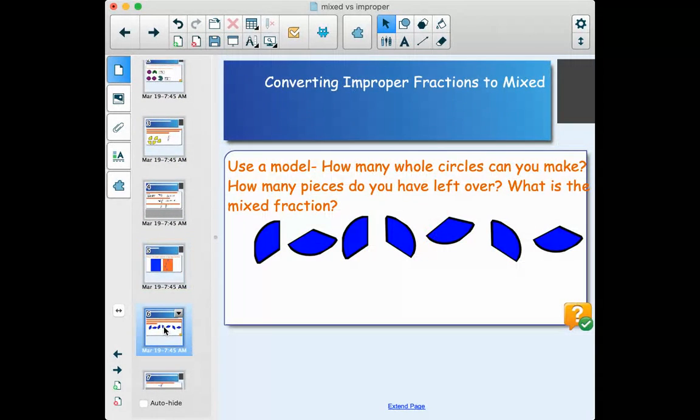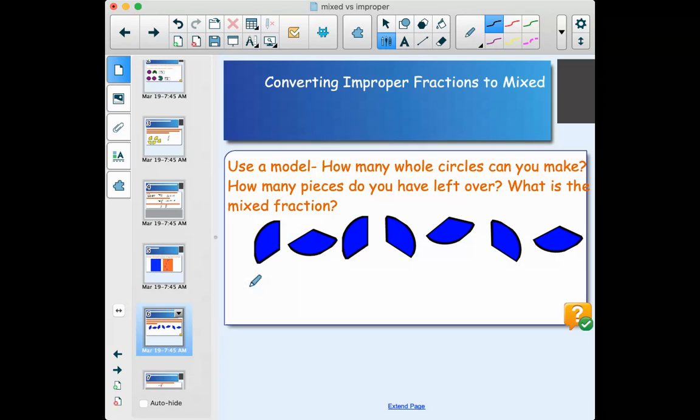Okay, let's talk about going the other way a little bit. And let's start by looking at a little bit of a model here. So if I look at this picture, I got a bunch of different pieces of a circle. They're all the same size. If you visualize this a little bit, you can picture it would take 3 of these pieces to make a whole circle. Okay, so each of these pieces is 1/3 of a circle. Okay, so if I count, I have 1, 2, 3, 4, 5, 6, 7 of them. Okay, so I have 7/3 of a circle.